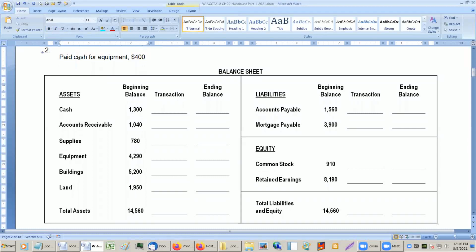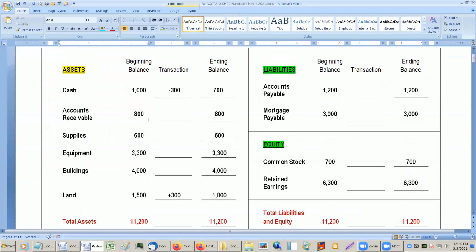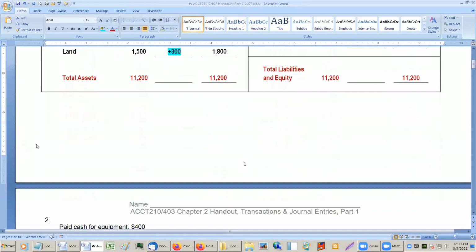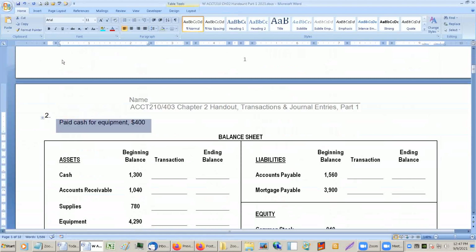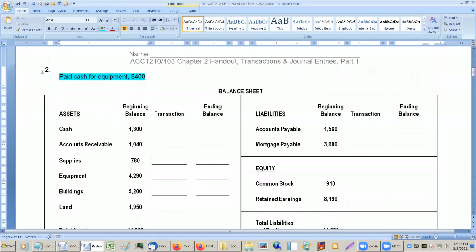Okay. So we paid cash. Professor, can you scroll up one more time real quick? I just want to make sure I didn't miss anything. Yeah, so these are the transactions here. All right, thank you. Okay, so we paid cash for equipment, $400.